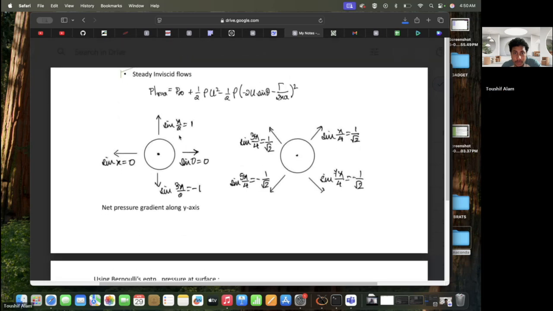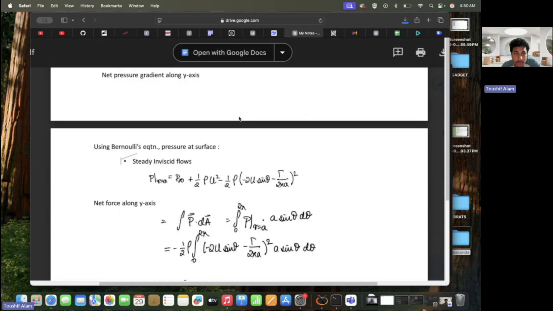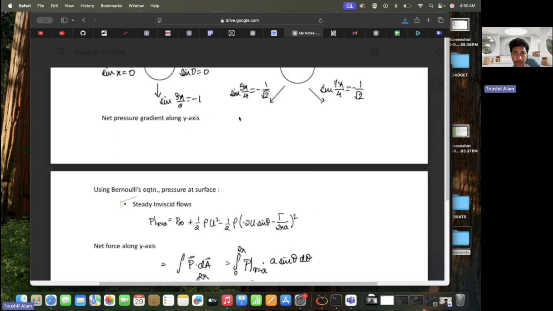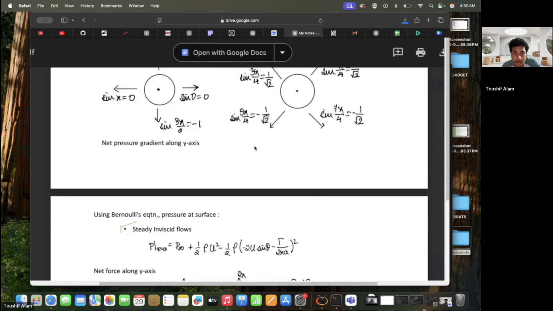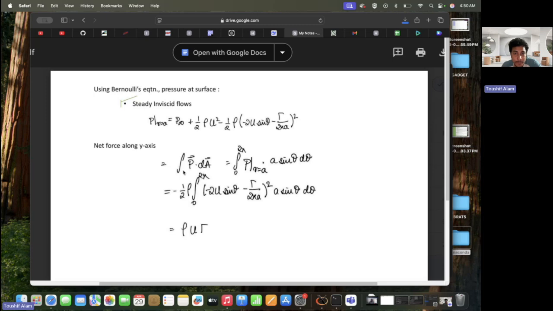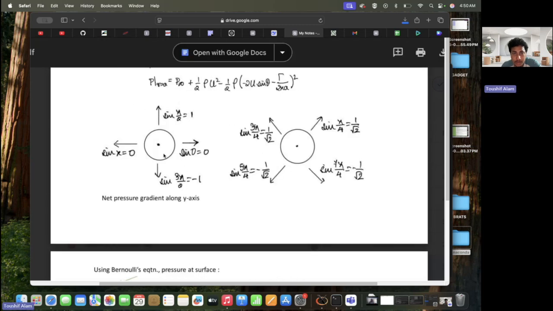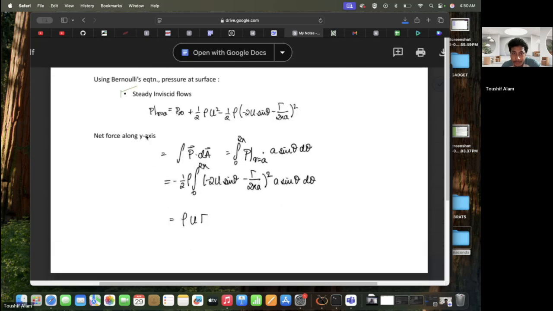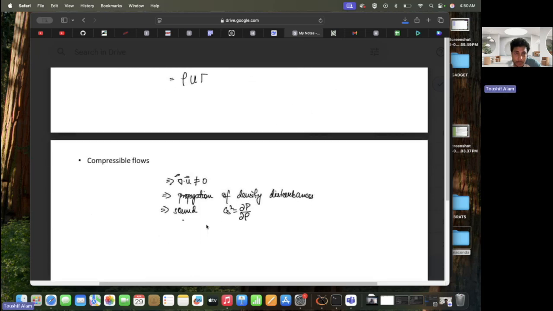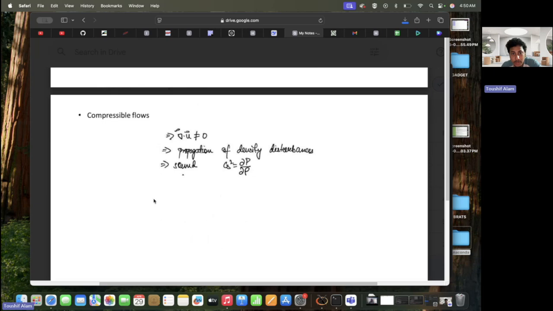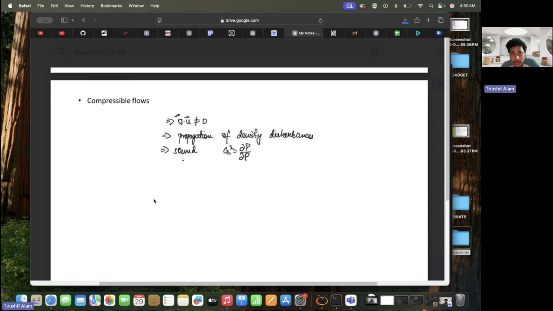So this is the equation. Net force along the y-axis: if you say y-axis, the net force will be P dot dA, P at r equal to a times a sin theta d theta, because this is the a sin theta, from 0 to 2 pi. It will be rho u gamma. In viscous flow, del dot u is not equal to 0. Propagation of density disturbances.